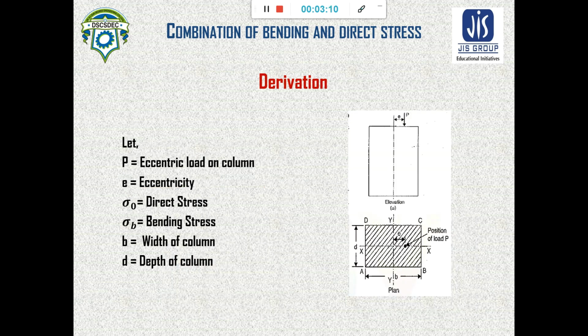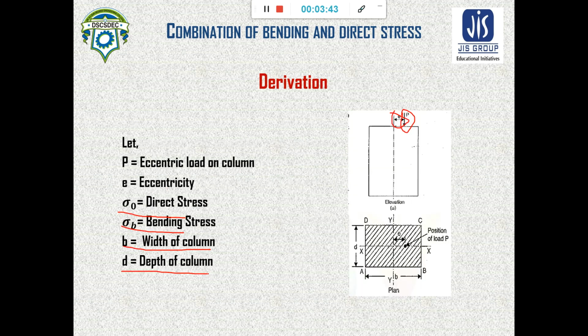So let's start. Let us assume that P is our eccentric load. E is the deviation of the line of action from the axis, that is our eccentricity. Sigma 0 is our direct stress, sigma B is our bending stress. Now B is the width of the column, and D is the depth of the column.